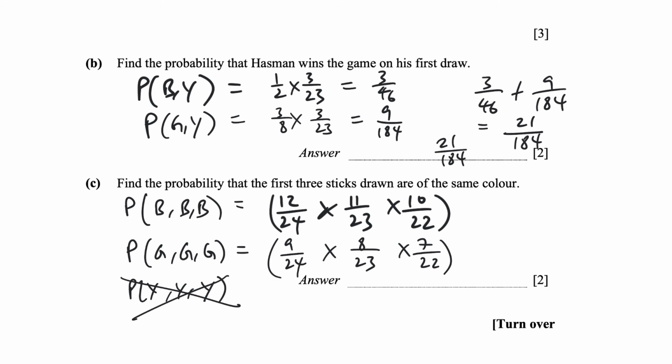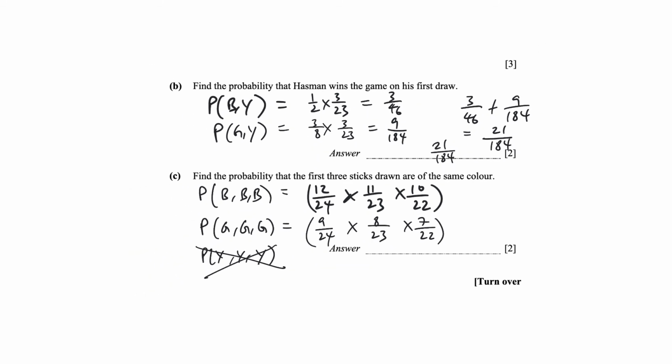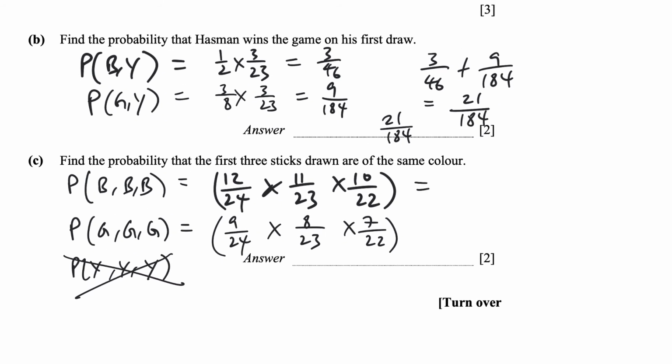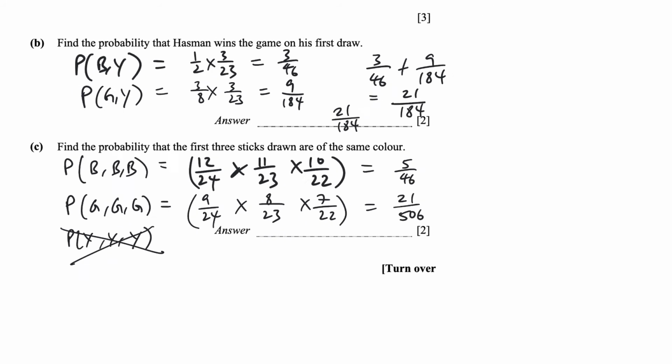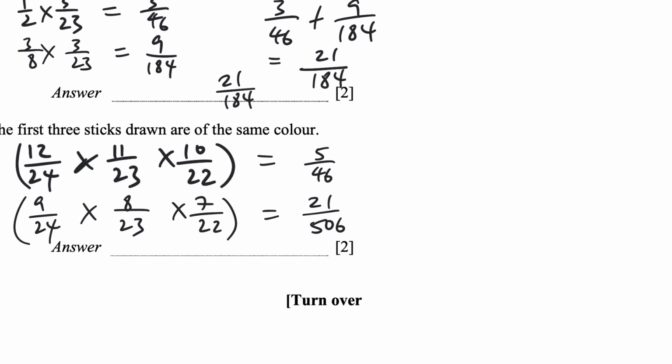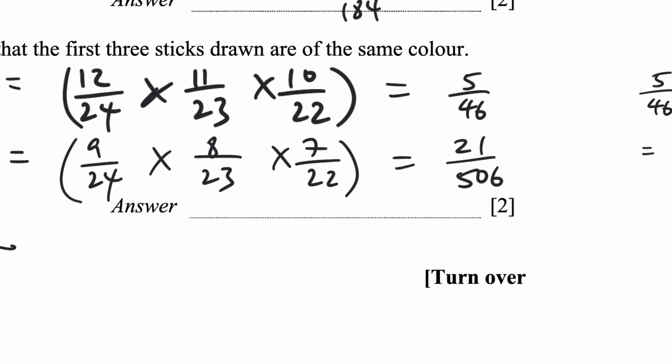And then, of course, we add both probabilities up, but let's calculate each one first. So this gives me 5 over 46, and this gives me 21 over 506. Both cases are okay, so we add them up. 38 over 253. There we go.